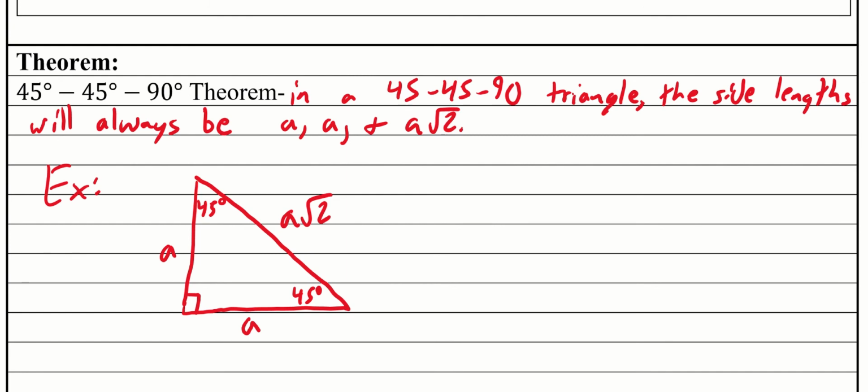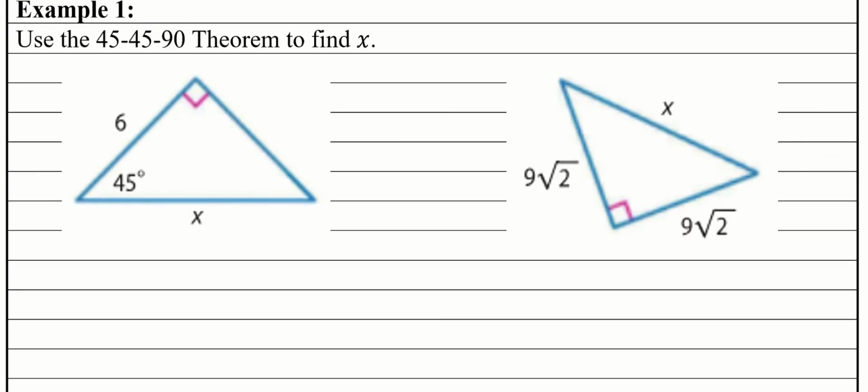Now that we have this in mind, we'll go ahead and use that theorem to find these different side lengths. If you need to, you can take a second, pause your video, and sketch these triangles. I have this first one, and I'm trying to find x here. I have a side length of 6 already, and then a side length of x. If I need to, I can label these side lengths as well. This is one of my legs, so this will be A. The other one will be A as well. And then x is the hypotenuse, so that's always going to be A square root of 2.